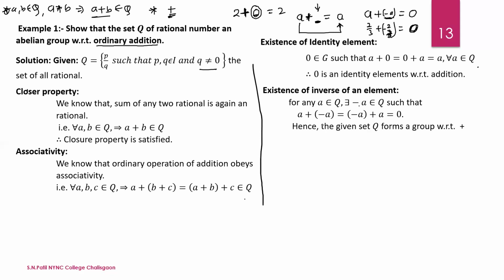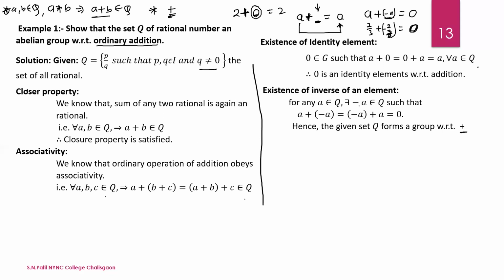Now, so all 4 properties are satisfied, hence the set Q forms a group with respect to addition. Okay, the star is an addition operation. Okay, now let us verify whether it is abelian or non-abelian. So take any 2 elements in the set Q.